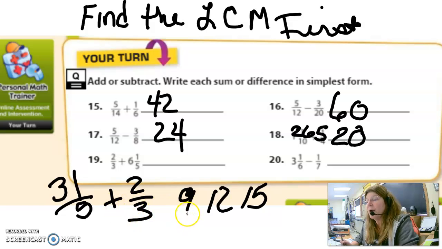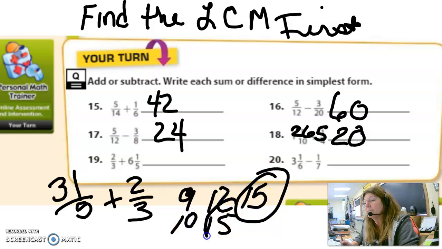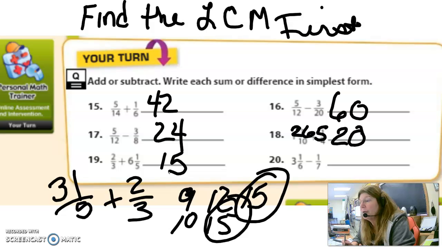5 times 1 is 5. 5 times 2 is 10. Times 3 is 15. Look at that. We've already gotten there. So my bottom number is going to be 15. Remember, whatever I do to the bottom, I must do to the top. All right? Same thing on number 20.